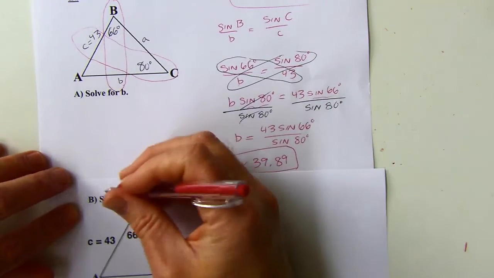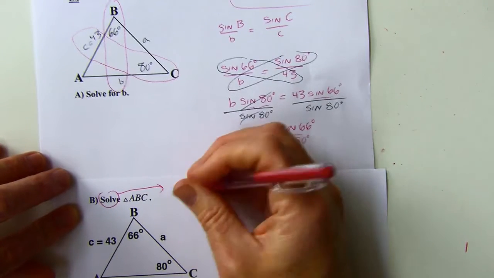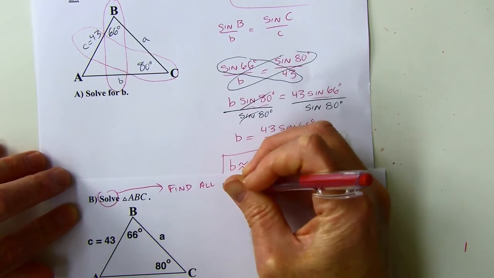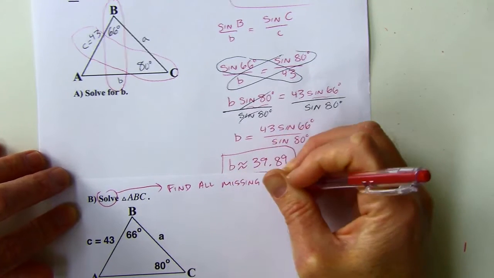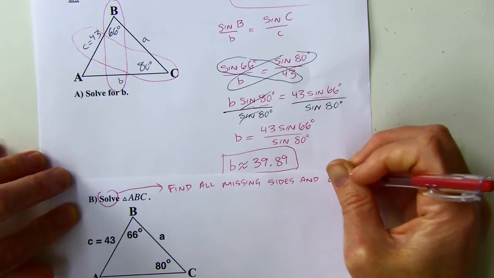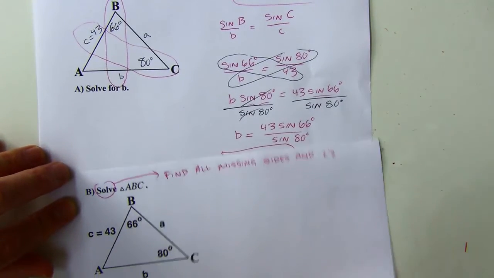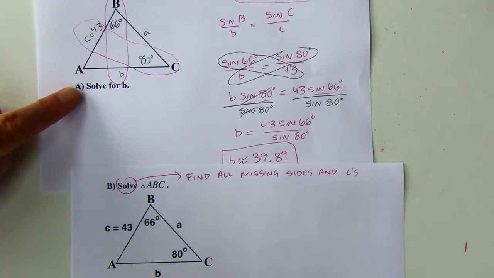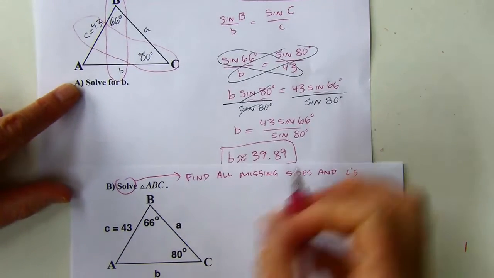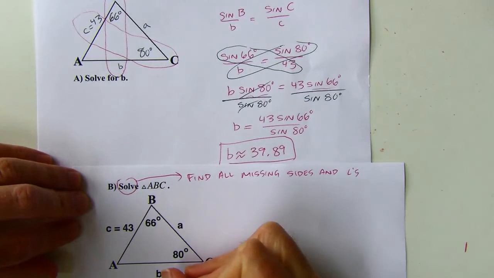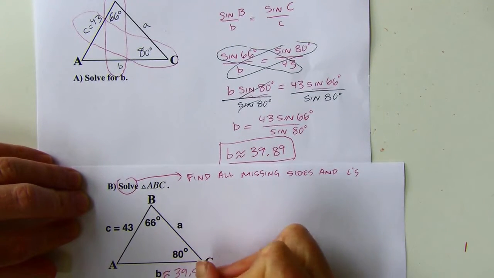You have to know what this means. This means find all missing sides and angles. I got myself confused here. I thought I had the same problem twice, but if you look at the directions, I just asked you to solve for B on the last problem, okay? So I'm going to use my answer from above. We just found out that this is about 39.89, okay?